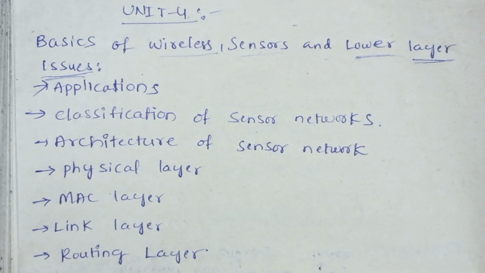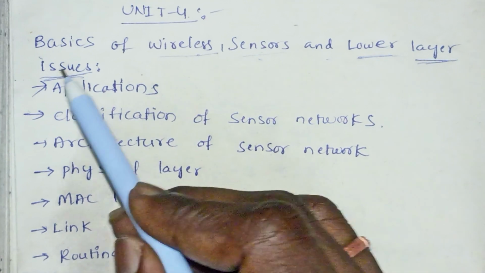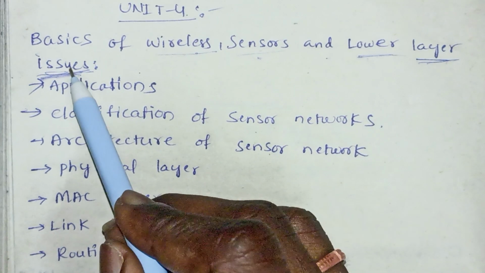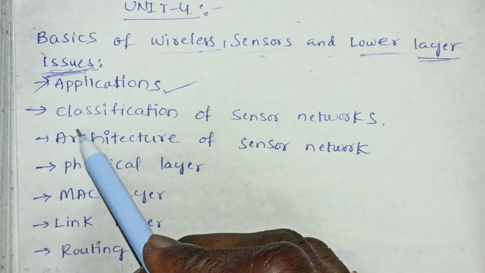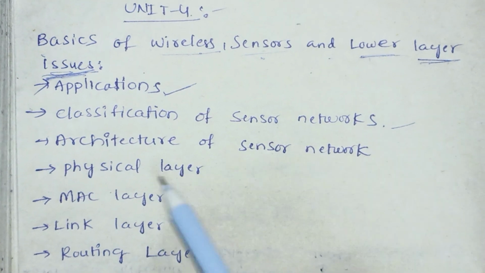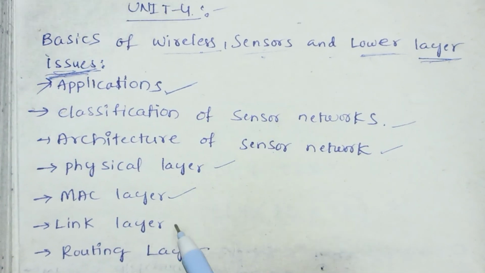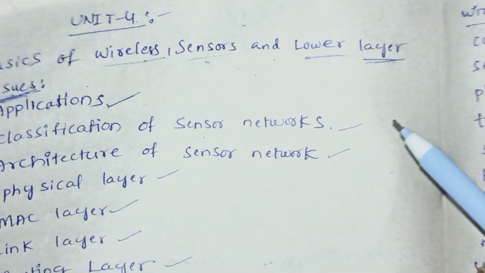In this video, we are going to discuss the basics of wireless sensors and lower level issues. We are going to discuss these topics. In the syllabus, we have applications and classifications of sensor networks, architecture of sensor networks, physical layer, MAC layer, link layer, and routing layer. We will discuss each and every topic in this video.